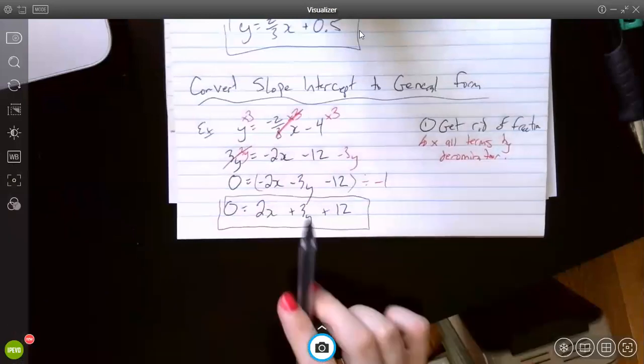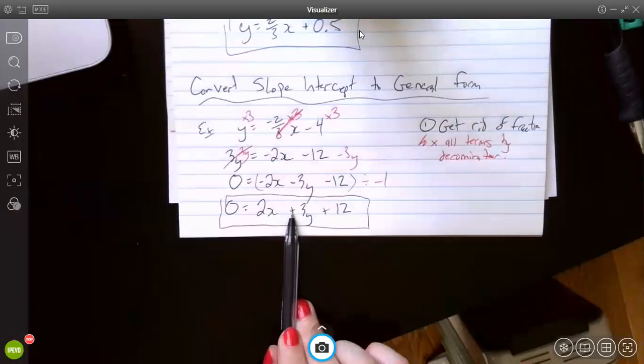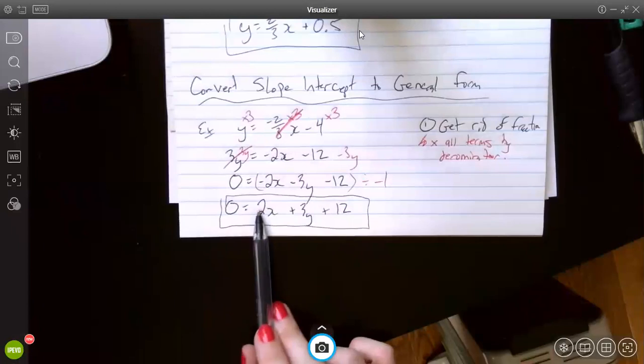Just a reminder, it is okay if these two plus signs ended up as being minus signs. It's just the number in front of the x that has to be positive.